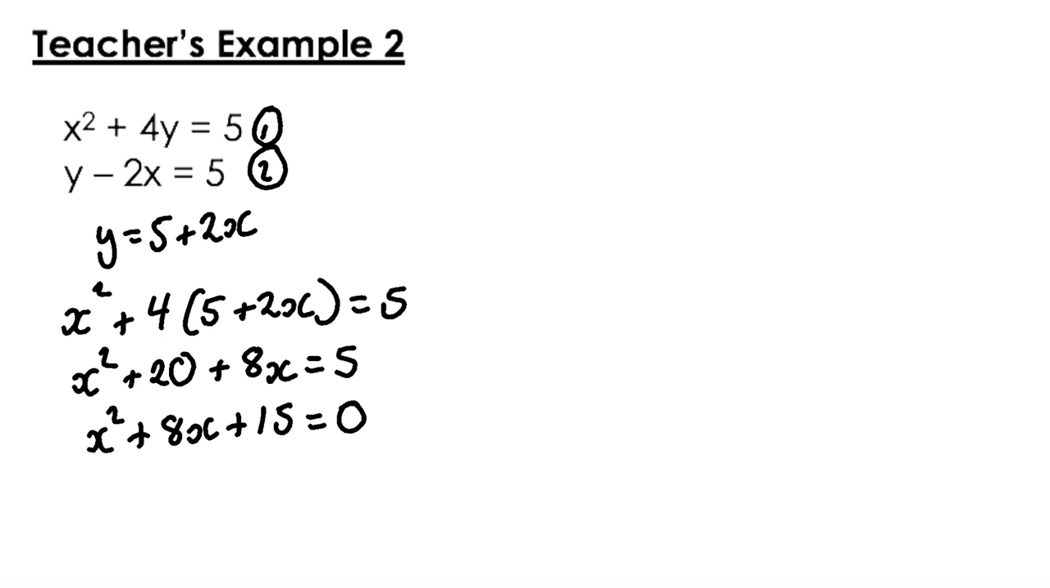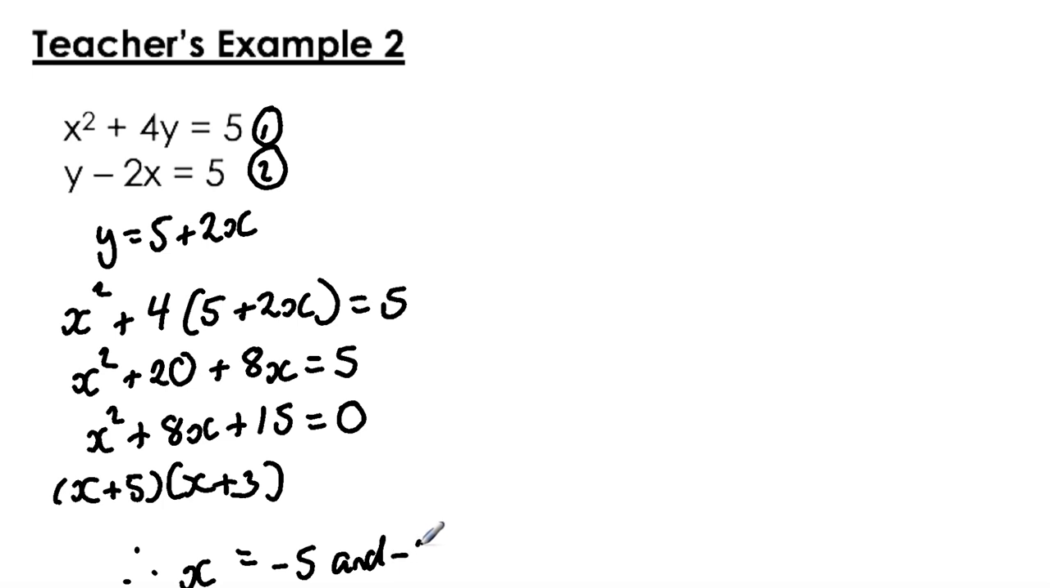To find the value of x, we're going to factorize x squared plus 8x plus 15. (x + 5)(x + 3), positive 5, positive 3. Therefore, the values of x are minus 5 and minus 3. Now, to find the value of y, we need to substitute the values of x, which are minus 5 and minus 3, into equation number 2. So now I'm going to draw a straight line.